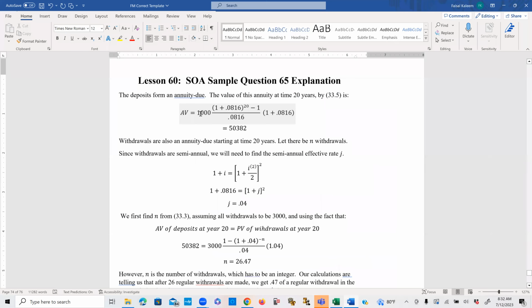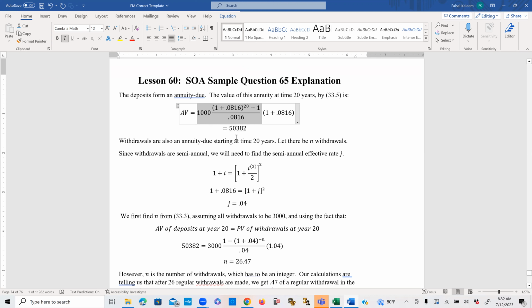So, annuity due formula: each deposit is 1,000, and the annual effective rate is 8.16%. So (1 + 0.0816)^20, since there are 20 deposits, divided by 0.0816, minus 1. Up to this part, that's the accumulated value of an annuity immediate. So this is an annuity due, so you multiply by another factor of 1 + i, so 1 + 0.0816. The accumulated value at time 20 of the fund is 50,382.